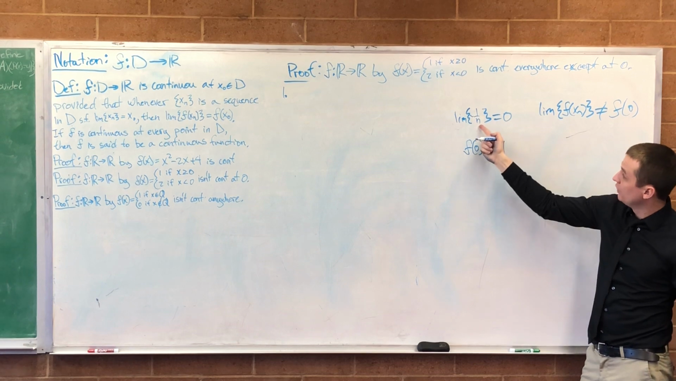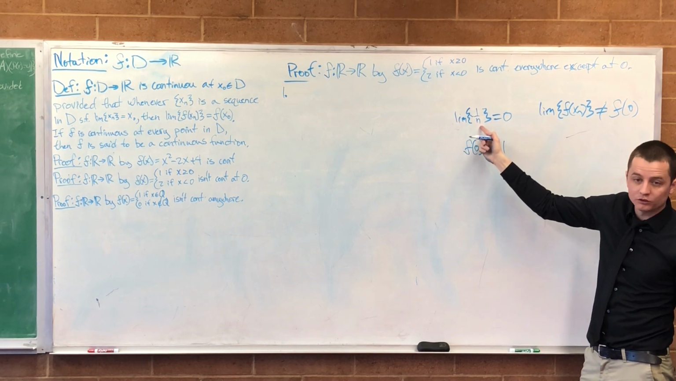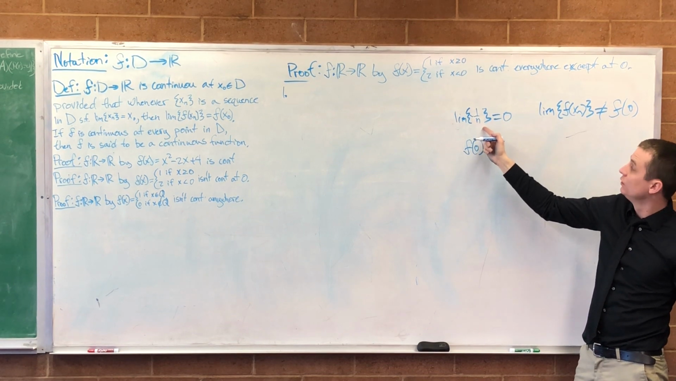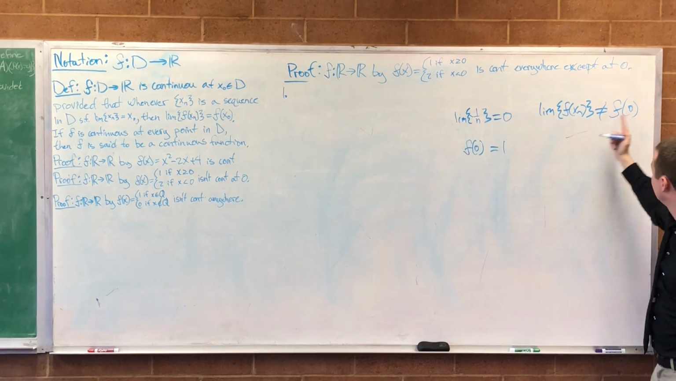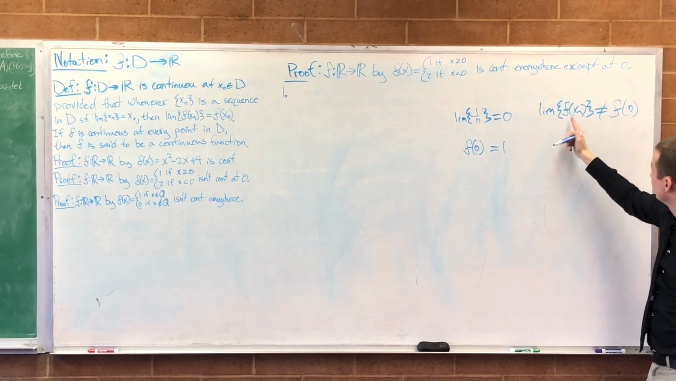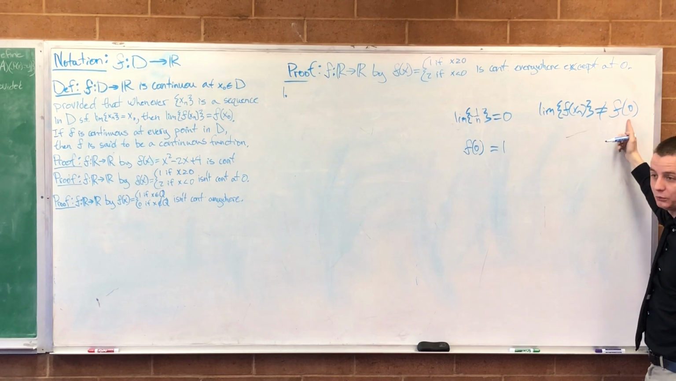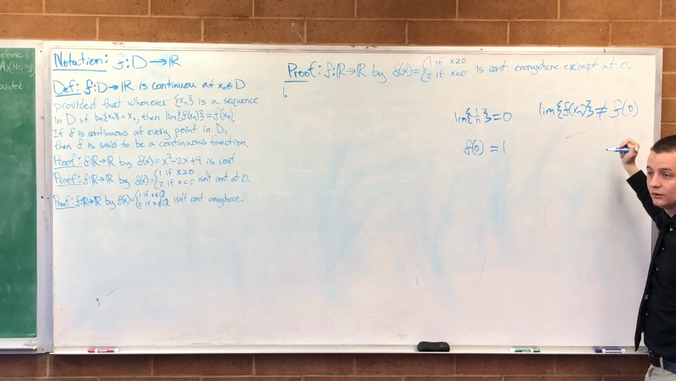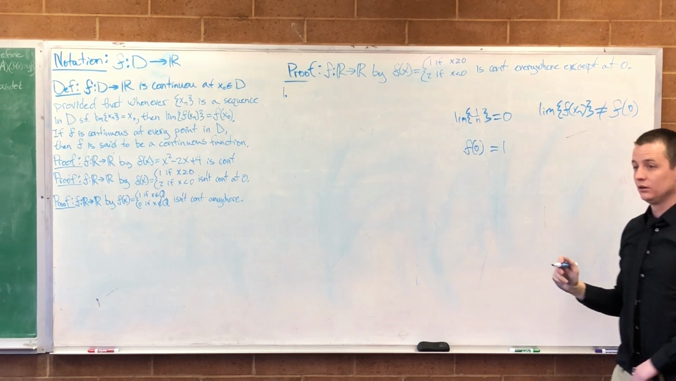I see. So this sequence is always negative, so the image of this sequence is always 2. I see. And the image of 0 is 1. So this is always going to be 2, this is always going to be 1. So it doesn't work.